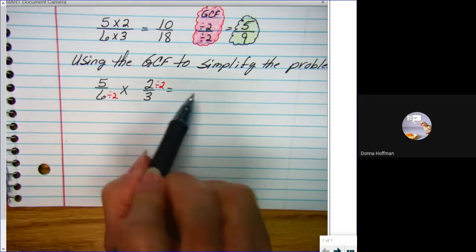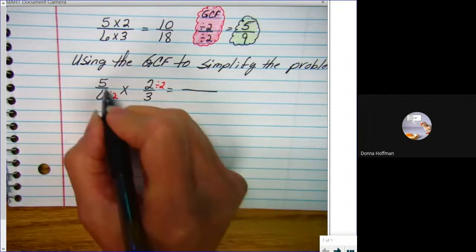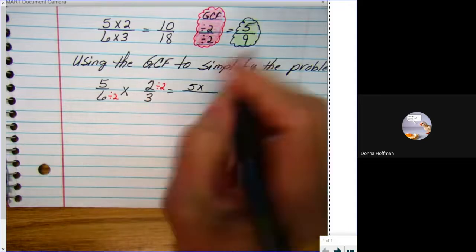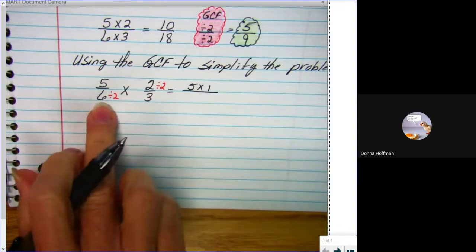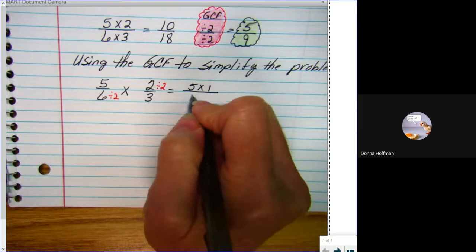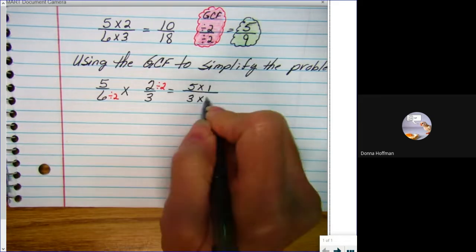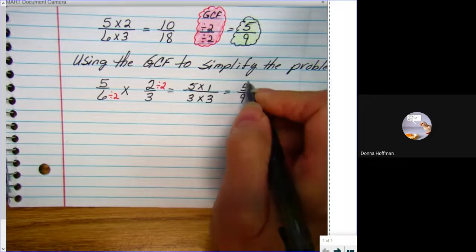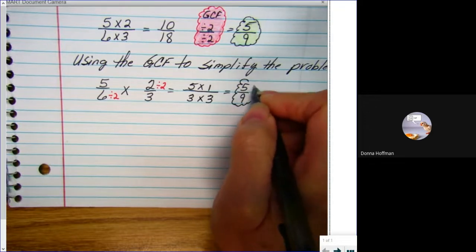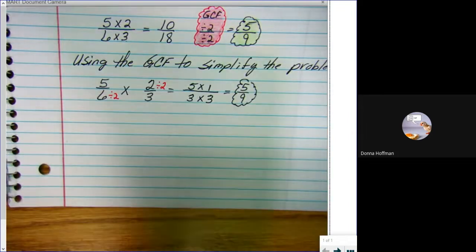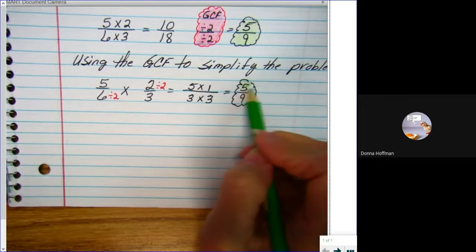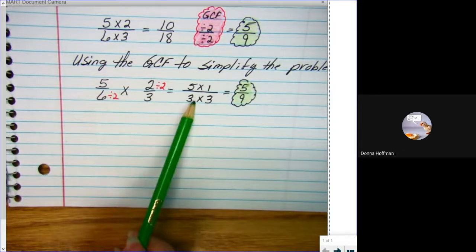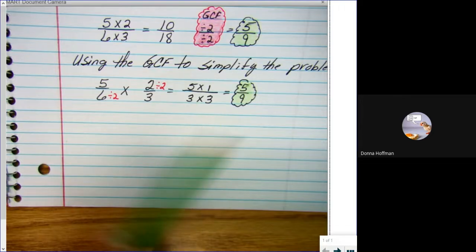So now my problem is going to be 5. I didn't do anything to it. And then 2 divided by 2 becomes a 1. And then 6 divided by a 2 becomes a 3. And I didn't do anything to this. And look what happens. I get my problem solution in simplest form without having to evaluate it at the end. So it made the problem smaller before I got to the final solution.